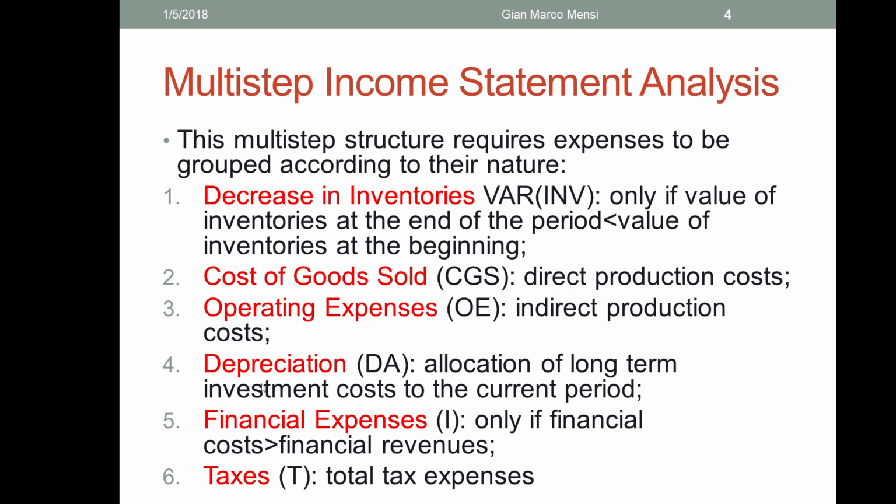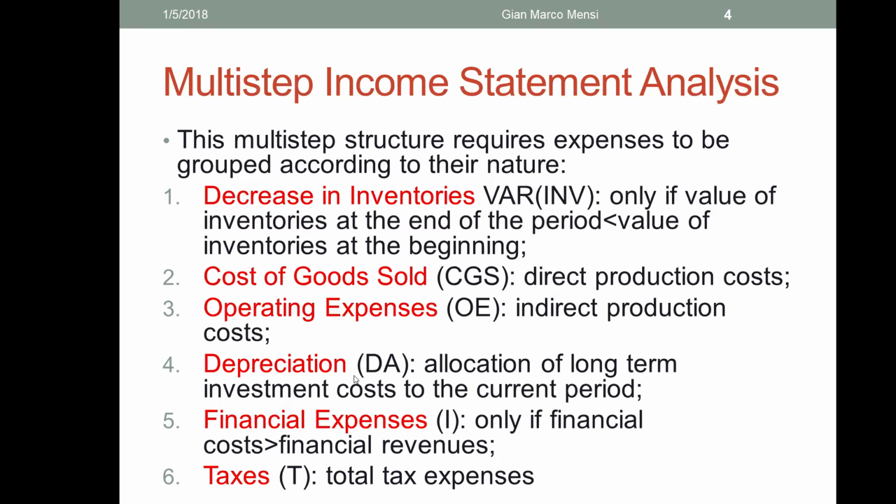Then you have a fourth category of costs, which is called depreciation. As we've seen, it's the allocation of long-term investment costs to the specific quarter. So in Candyland you have bought a robot. This robot in 3 months has lost value. It's not the same robot as before.